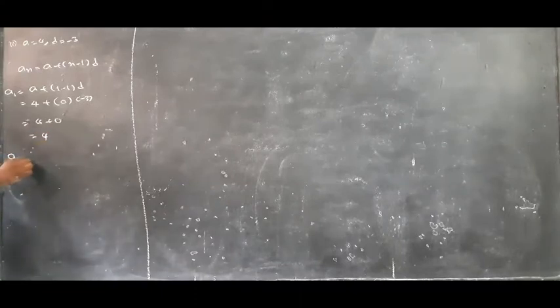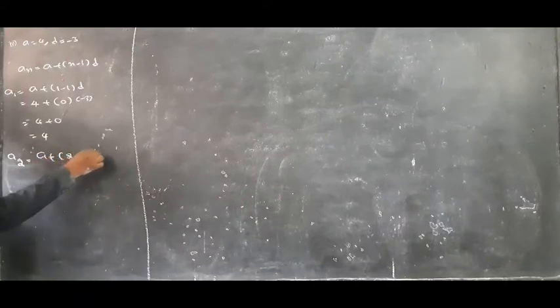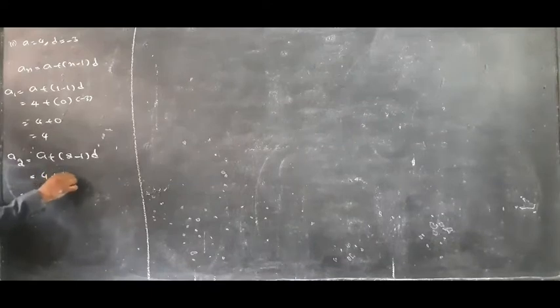Next, to find the second term, A2, we can write A plus 2 minus 1 into D. What is the meaning of A? 4 plus 2 minus 1, 1 into minus 3, is equal to 4 minus 3, which is equal to 1.